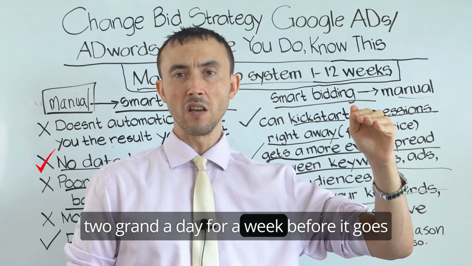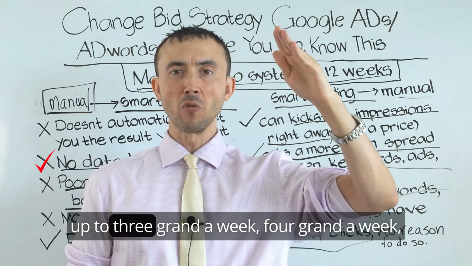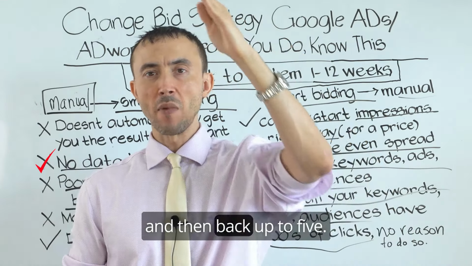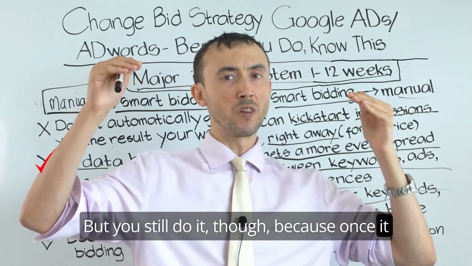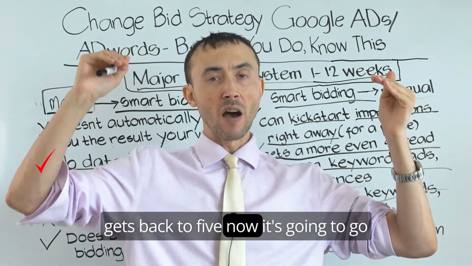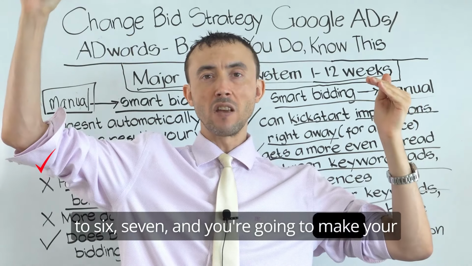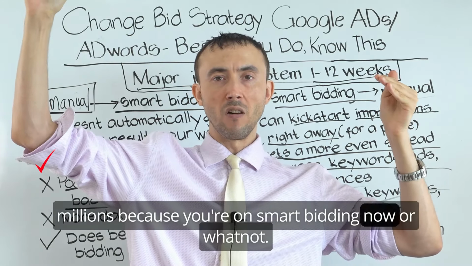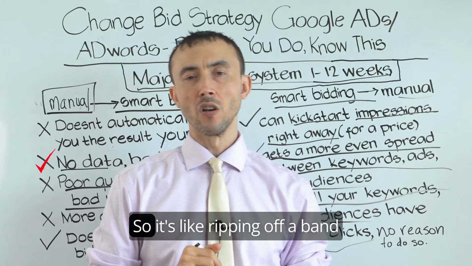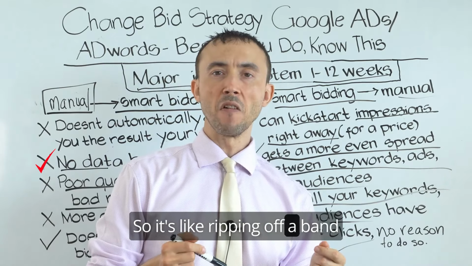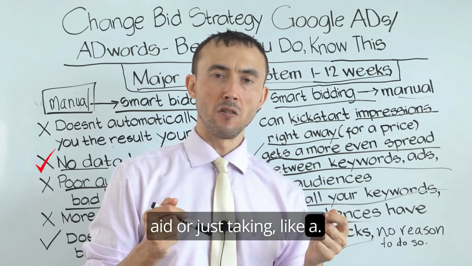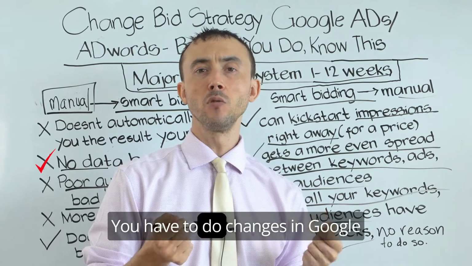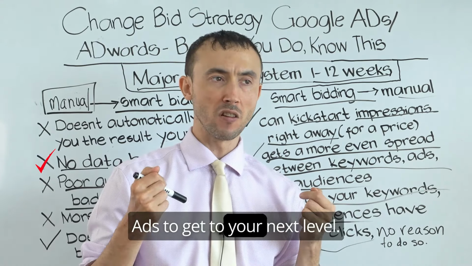a day for a week before it goes up to $3,000, $4,000, and then back up to $5,000. But you'd still do it though, because once it gets back to $5,000, now it's going to go to $6,000, $7,000, and you're going to make your millions because you're on smart bidding now. So it's like ripping off a Band-Aid or just taking medicine. You have to make changes in Google Ads to get to your next level.